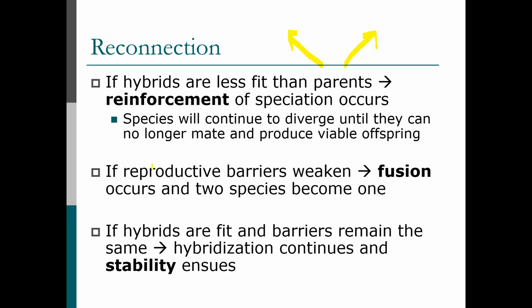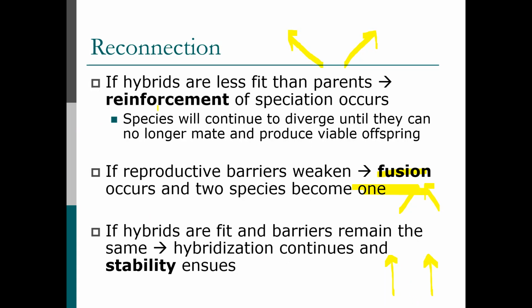Now, if they are mating in a hybrid zone and these reproductive barriers that cause them to become two different species kind of weaken and those issues kind of go away, then they could actually fuse and they could actually become one species again. Right. And then sometimes you have a hybrid zone where the hybrid babies are fit, they're able to produce offspring, but you still have some of those barriers that prevent them coming back together as one. Then what can happen is you can continue living as two different species with stability within that hybrid zone.